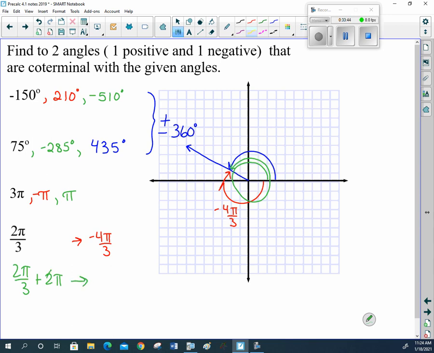So common denominator, once again, is 6 over 3, and you end up with 8 pi over 3. So those are equivalent coterminal angles with 2 pi over 3. So like I said, if we can get to where we can do those in terms of radians without converting, that's what we want to be able to do.